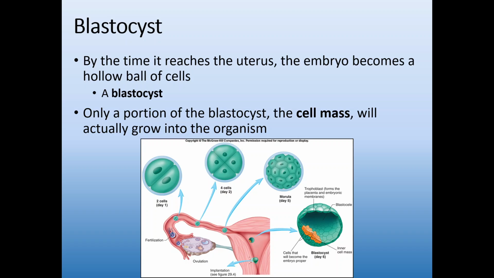By the time this dividing zygote has reached the uterus, we can call it an embryo. And the embryo is a hollow ball of cells. We've subdivided a whole bunch. We've created numerous cells, but they haven't increased in size. We call this new structure the blastocyst. So here we have our zygote. It's subdividing multiple times. By the time it reaches the uterus, we have many, many cells, but it's hollow on the inside.